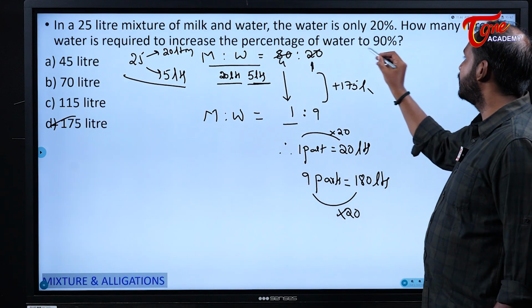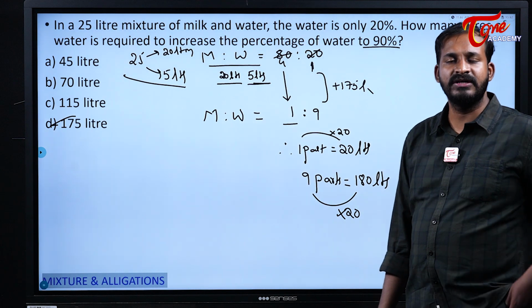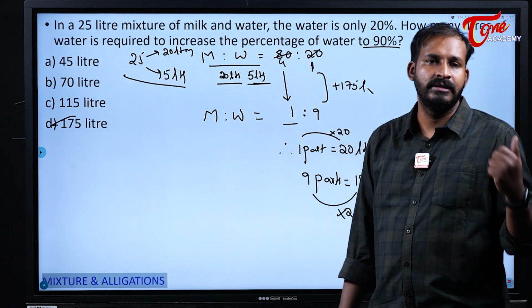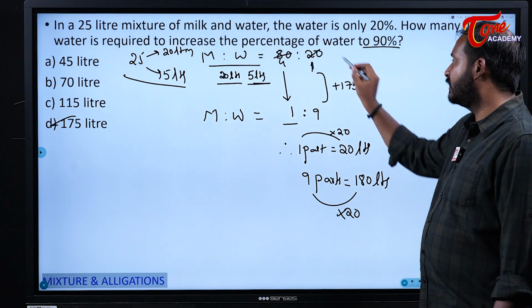See, actually it was given in percentage and I converted it into ratio. 90% water means the remaining 10% will be milk. That is the reason for 1:9. That is the only thing which we have done here.